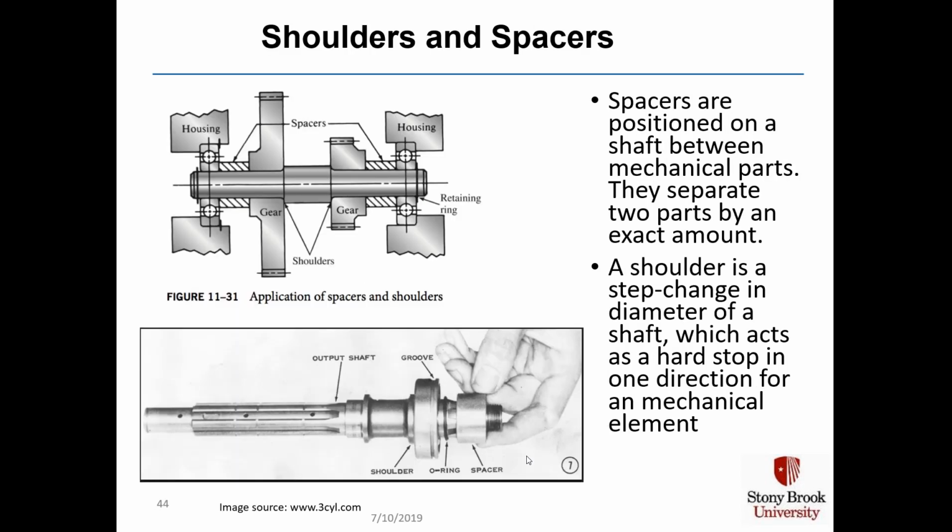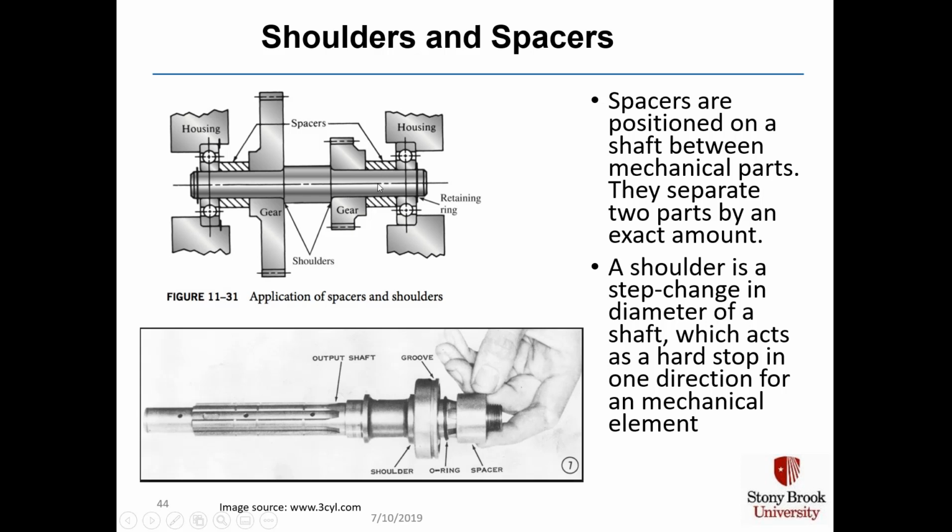Shoulders and spacers are positioned on a shaft between mechanical parts. They separate two parts by an exact amount. So here is your spacer shown in the hatch. There's your gear, there's your bearing. The spacer makes sure the gear is a defined amount of distance away from the bearing. Here's another spacer on the side.